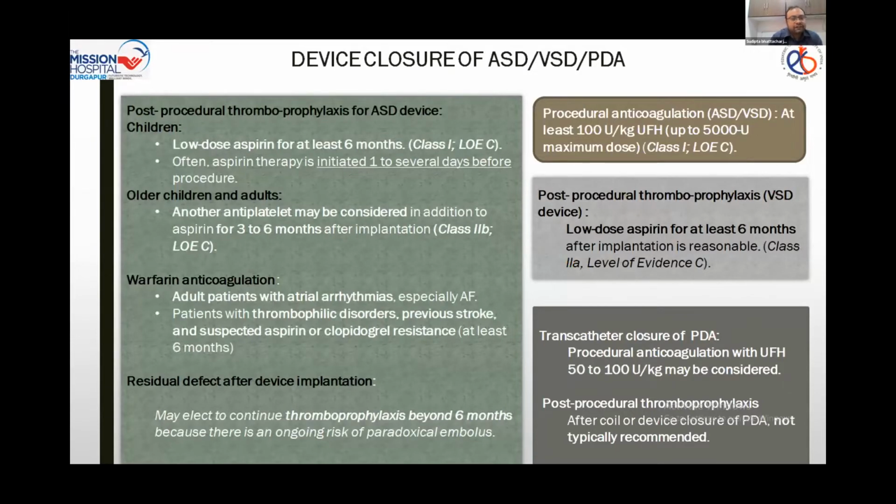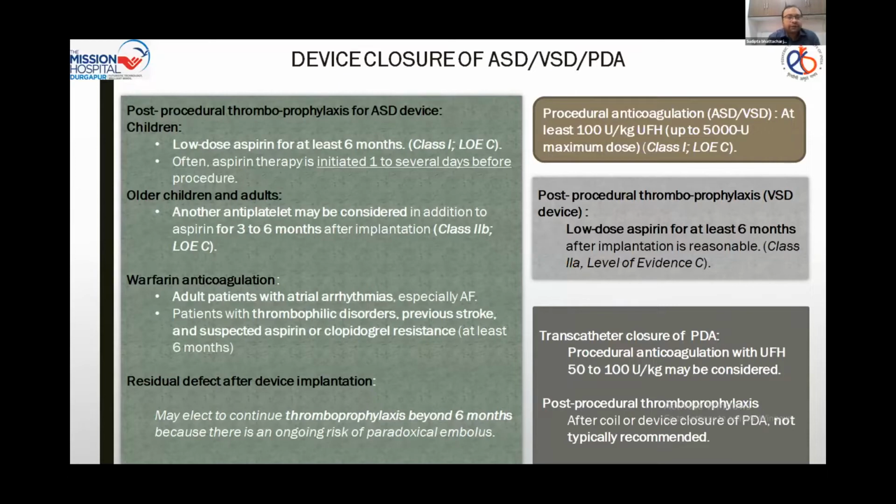Some important points are that in older patients or those with larger devices, a second antiplatelet agent may be considered in addition to aspirin for 3 to 6 months after implantation. Warfarin anticoagulation may be required in adult patients with atrial arrhythmia, especially atrial fibrillation, and those with other risk factors. If there is a residual defect after device implantation, thromboprophylaxis beyond 6 months may be continued as there is a risk of paradoxical embolus. And in case of PDA device, usually post-procedural thromboprophylaxis is not indicated. In VSD device, it may be continued for 6 months.